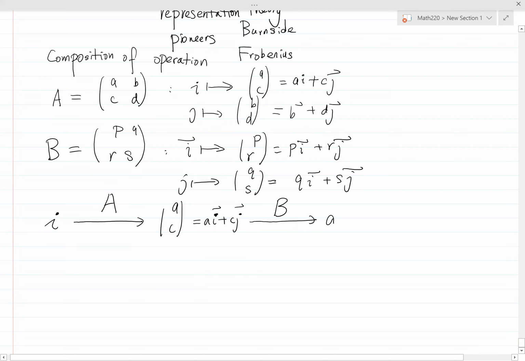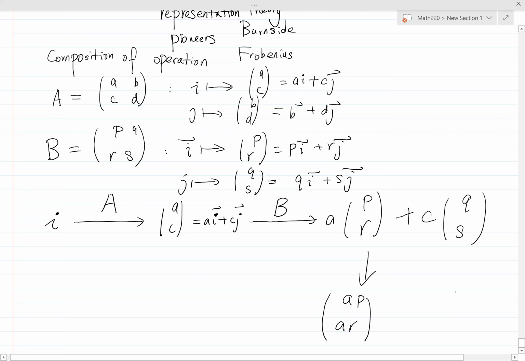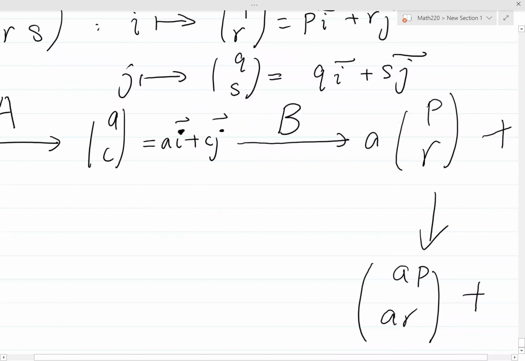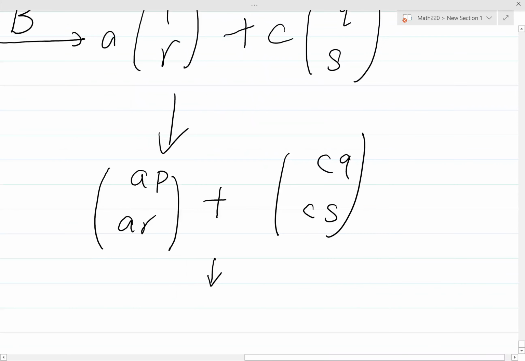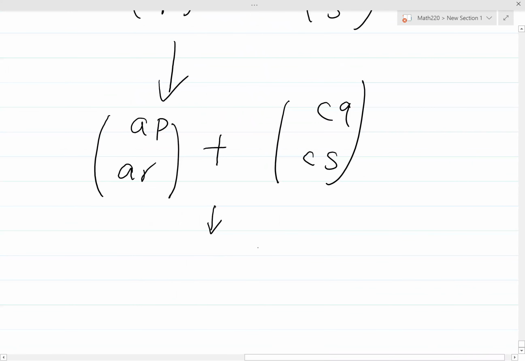The output of I under the operation B is PR. Then the output of G under the operation corresponds to QS. So if you write it down, this will be AP, AR plus CQ, CS. You see, the output will be added together component-wise. So this will be AP plus CQ, AR plus CS.